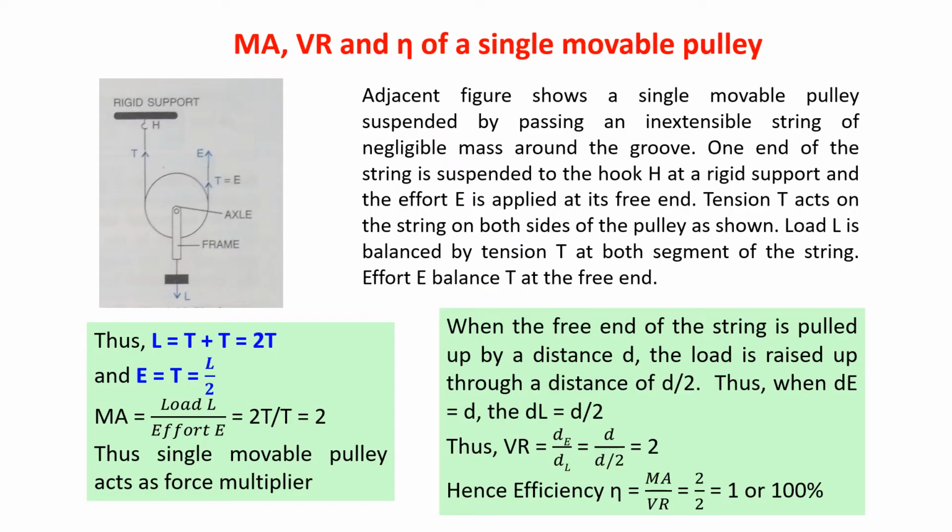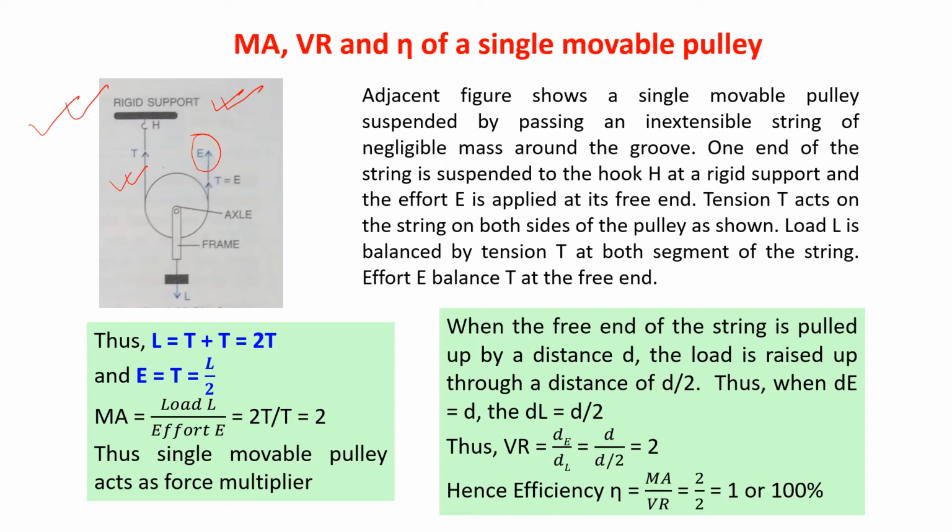Mechanical advantage, velocity ratio and efficiency of a single movable pulley. Now this is the figure showing a single movable pulley. In this, one end of the string is fixed to a rigid support. There is a hook H. With that hook, the string is suspended. At the other end of the string, the effort is applied, and the effort is applied in the upward direction.